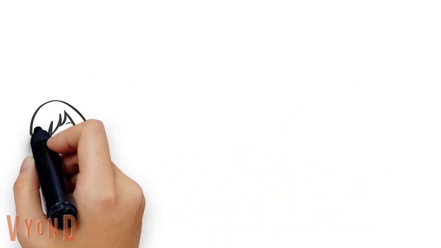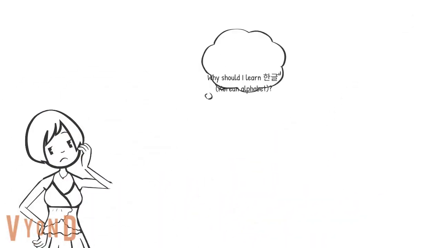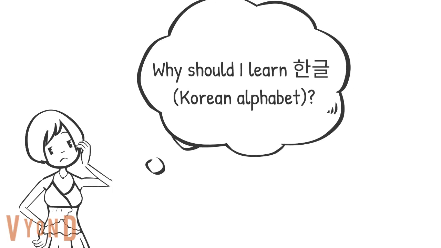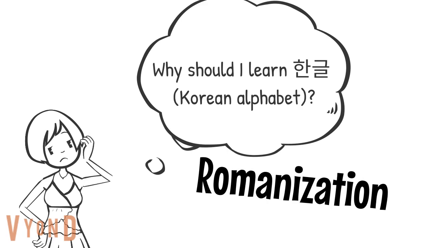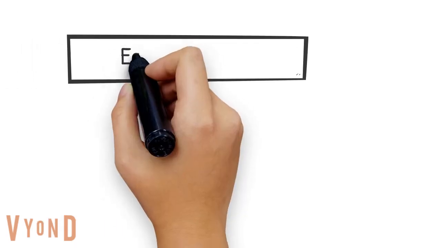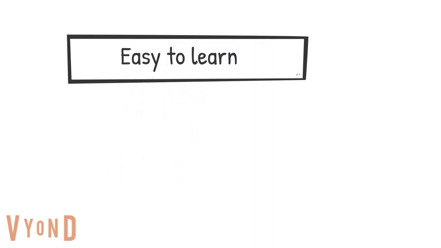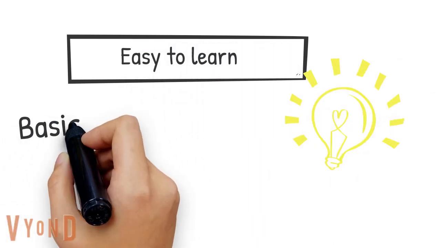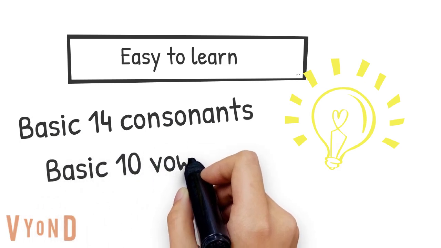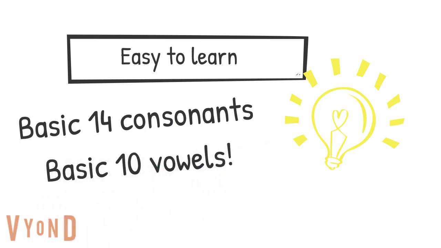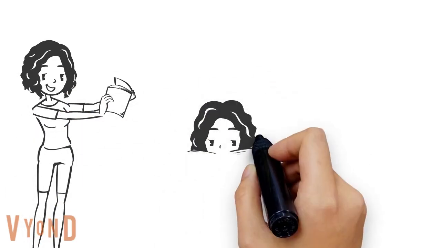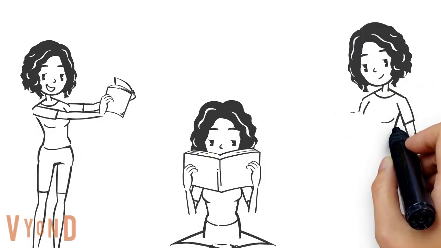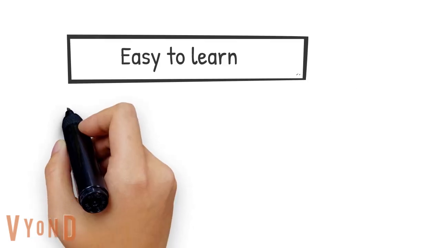So from the previous video, we learned Hangul is the Korean alphabet. You may be wondering why you should learn Korean alphabet when there is romanization available for a lot of Korean learning contents. Let's look at why. First, it's actually easy to learn, so why not just learn it? Hangul only has basic 14 consonants and basic 10 vowels. And once you learn all the Korean alphabets, you can read anything in Korean. Just remember I said basic here, I'll explain in a minute.